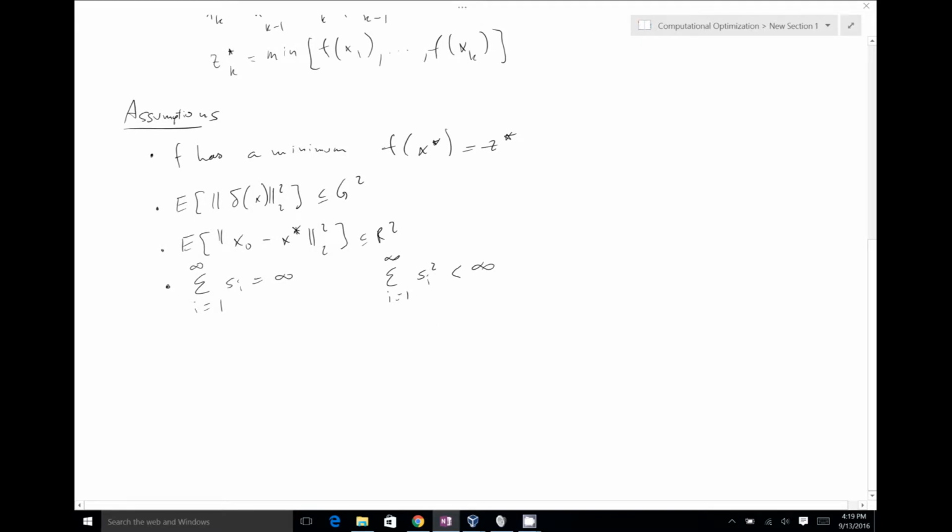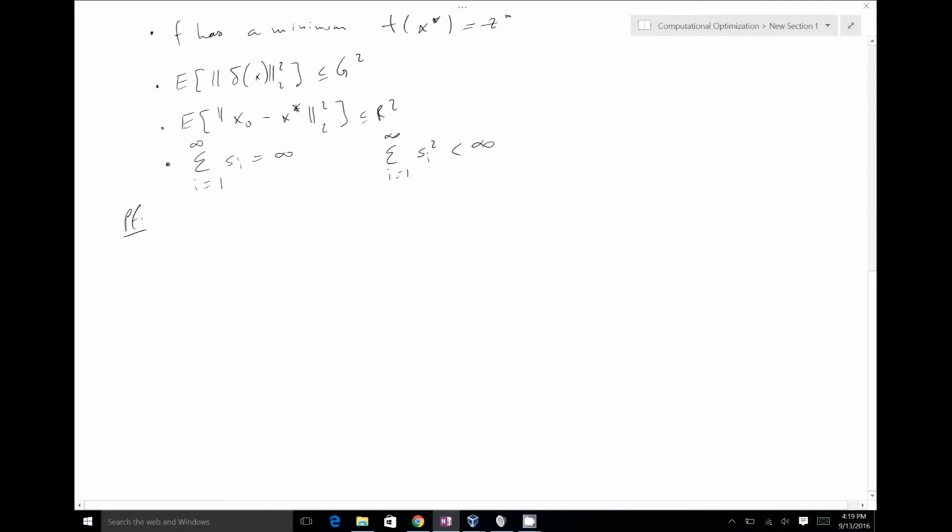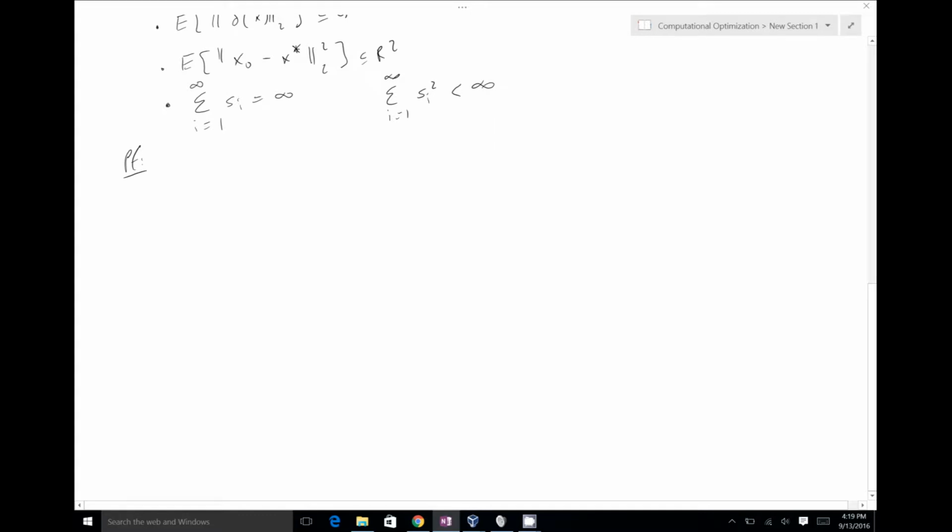Okay, so let's now do the proof to see where these assumptions actually come in. I'm going to start by writing a conditional expectation. I want to look at how the distance between x_{k+1} and x star behaves. I want to look at the expectation of this distance given that I'm currently at xk.